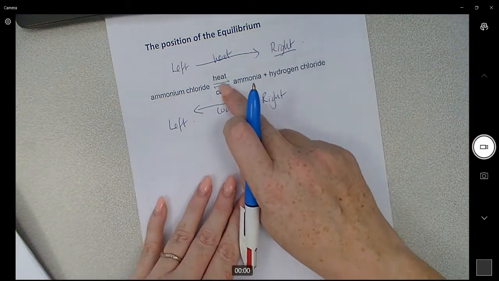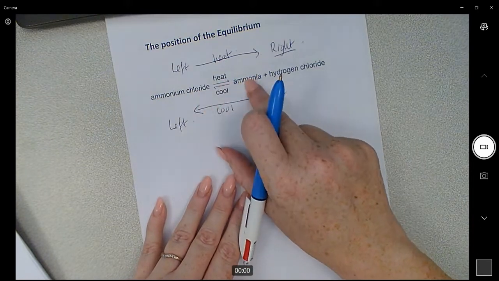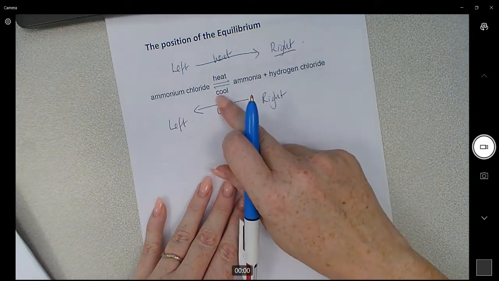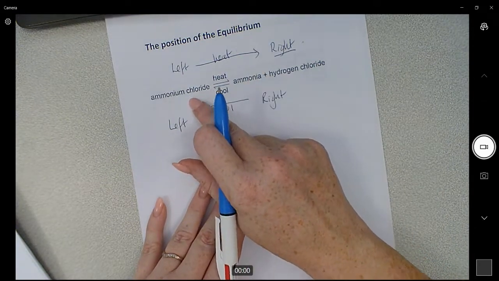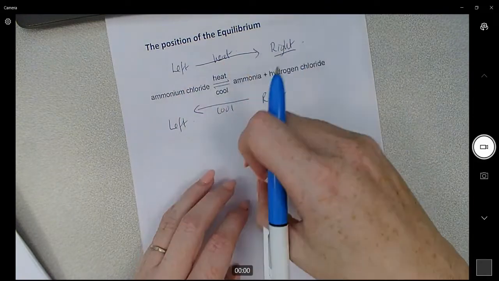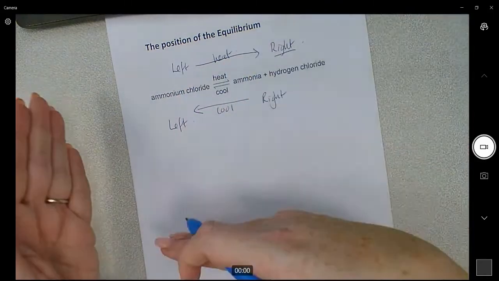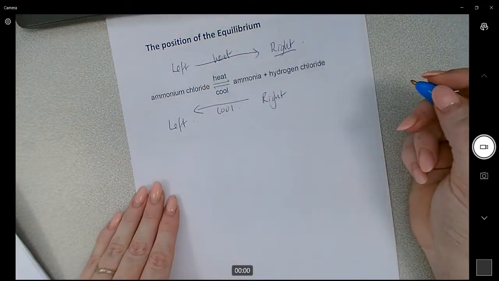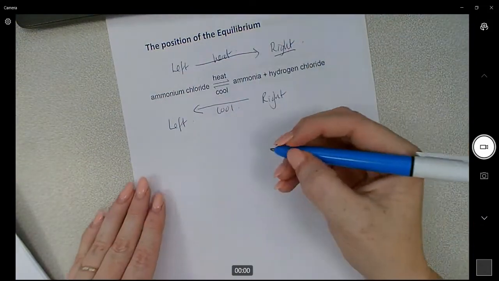So heat, for example, will favour the production of ammonia and hydrogen chloride, whereas cooling the solution will favour the equilibrium to the reverse reaction to make more ammonium chloride. So the conditions can dictate which way we are shifting our equilibrium, which is why this is about the position of the equilibrium. So let's just write some things down about that.